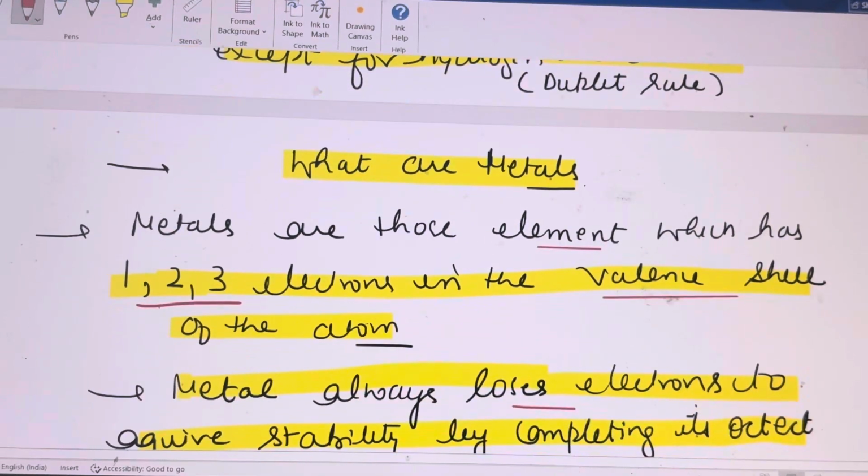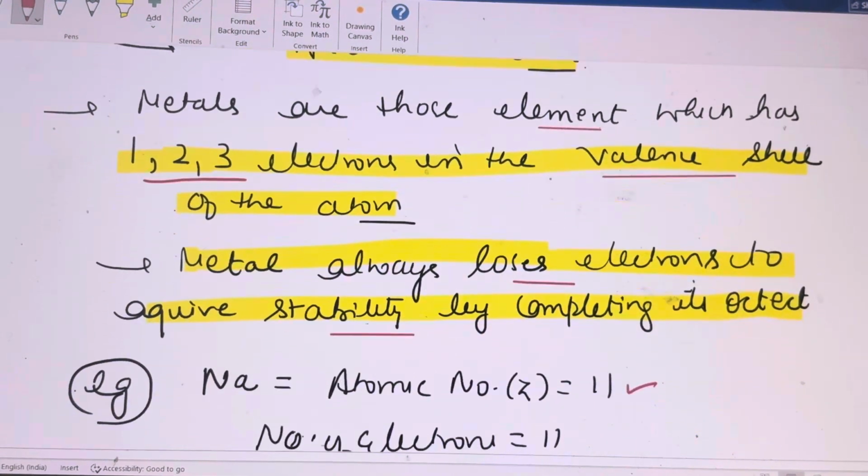And you know students, what are metals? Metals are those elements which have 1, 2, 3 electrons in the valence shell of the atom. So the metal always loses electrons to acquire stability, to complete its octet, because it is easier for the metal element to lose 1, 2 or 3 electrons. So students, metal always loses electrons to acquire stability and complete its octet.